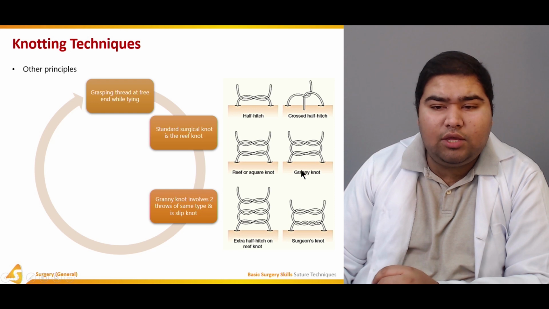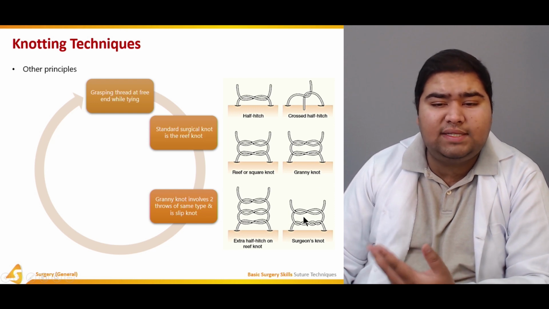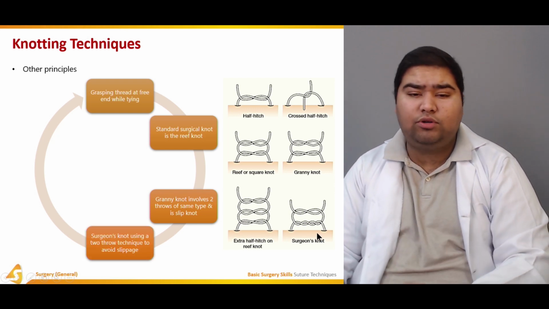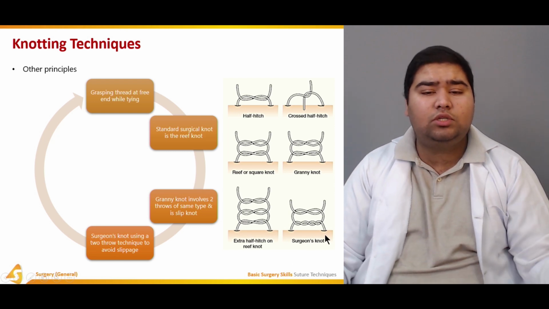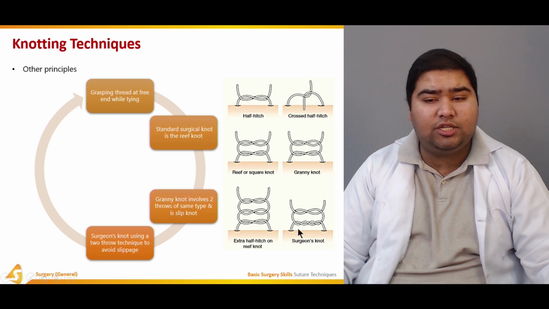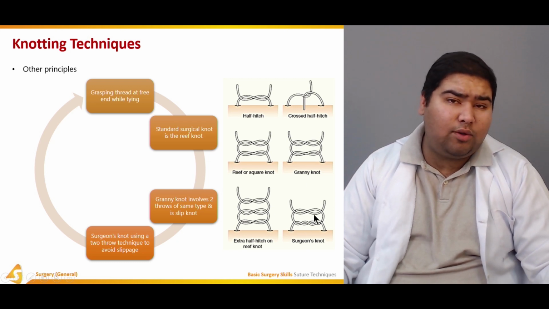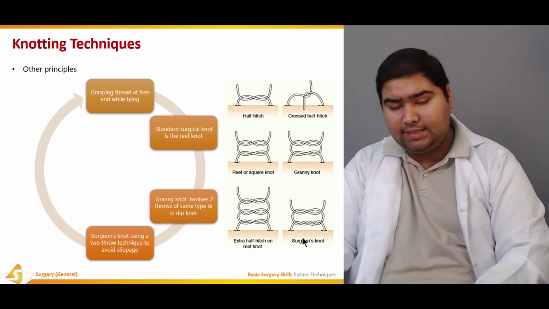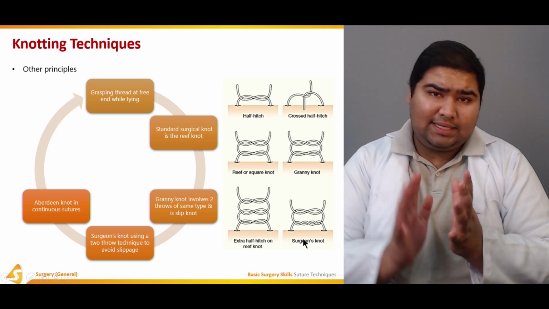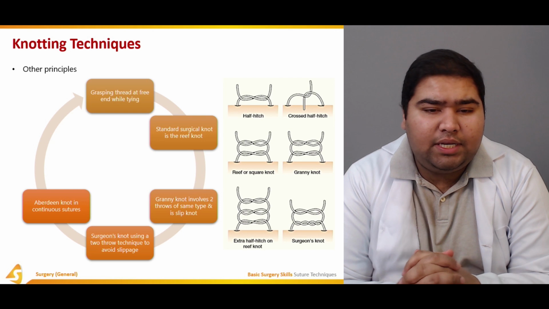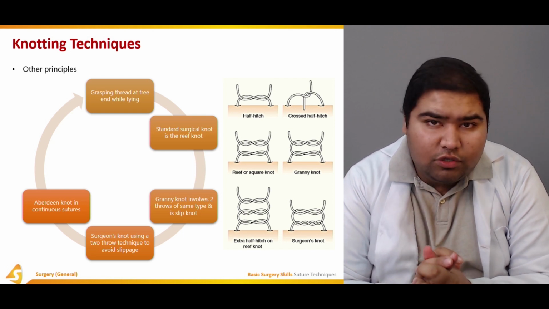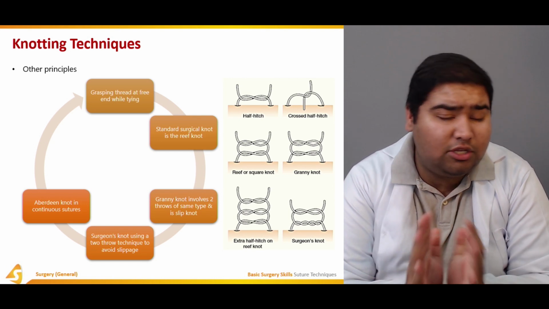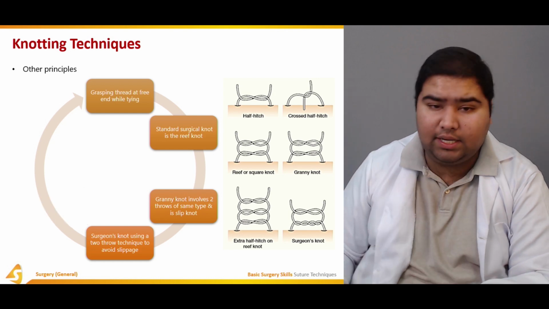Now the granny knot, here you can see this is the granny knot, involves two throws of the same type and is a slip knot, that is, it can slip on itself. So keep that in mind. Now surgeon's knot uses a two-throw technique to avoid slippage. So surgeon's knot is used where you require a solid anastomosis and no leaking. Finally, there's an Aberdeen knot not shown in the figure. Aberdeen knot is used in continuous sutures. That is what you learn by yourself. Aberdeen knot is a simple knot, but you have to try it so you can understand it.